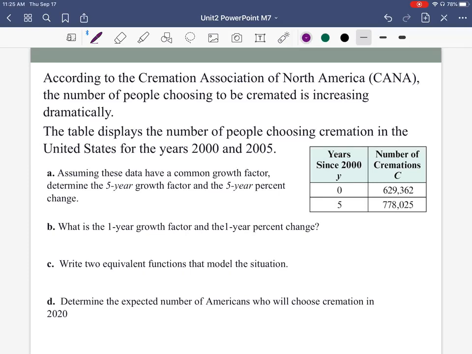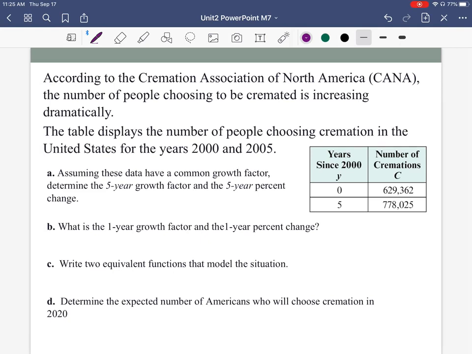Okay, I just wanted to talk through this first example with you just to make sure you guys were on the right track. So, according to the Cremation Association of North America, which is a real thing, the number of people choosing to be cremated is increasing dramatically. The table displays the number of people choosing cremation in the US for the years 2000 to 2005. So, we're assuming they have a constant growth factor, which is the same thing as a change factor.